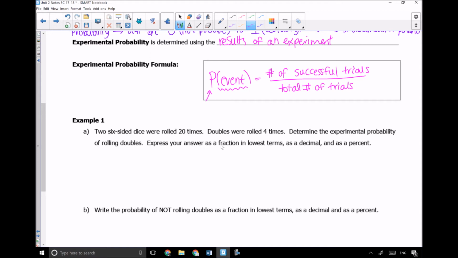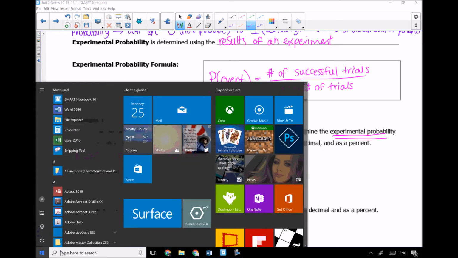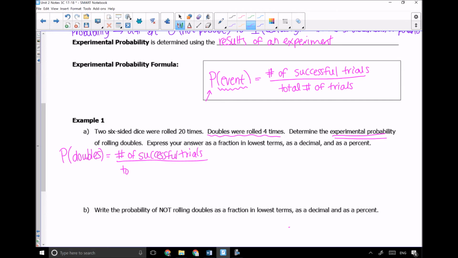So an example of that is example 1 right here. You've got two 6-sided dice, and they were rolled 20 times, but doubles were rolled 4 times. So determine the experimental probability of rolling doubles. Express your answer as a fraction in lowest terms, as a decimal, and as a percent. So first thing we're going to do is we want to write down that we're trying to find the probability of getting doubles. So this is our notation. This is how you write the probability of getting doubles. And it's the number of, like we said before, successful trials over the total number of trials.